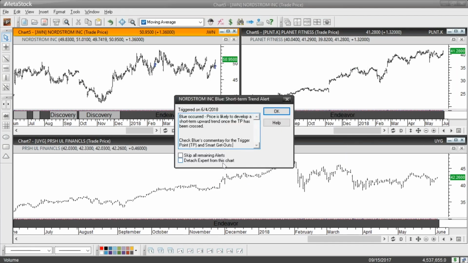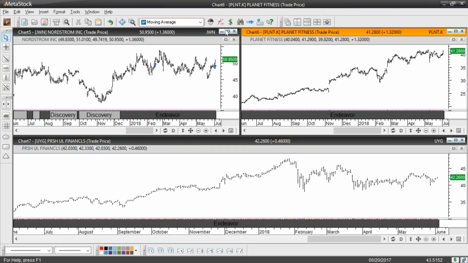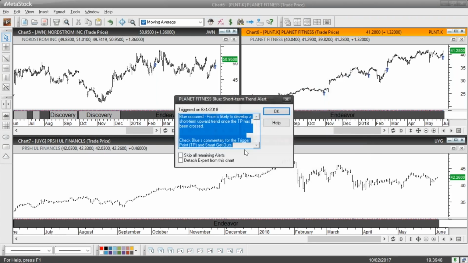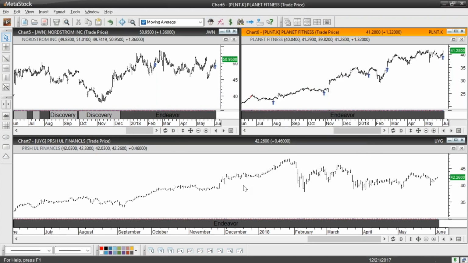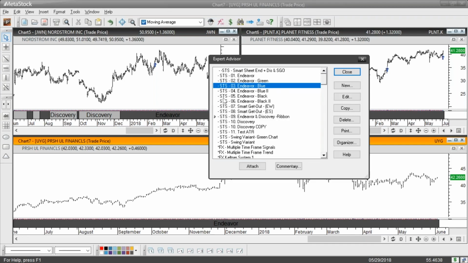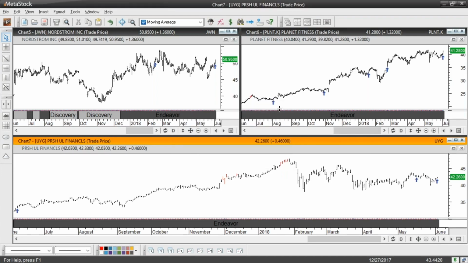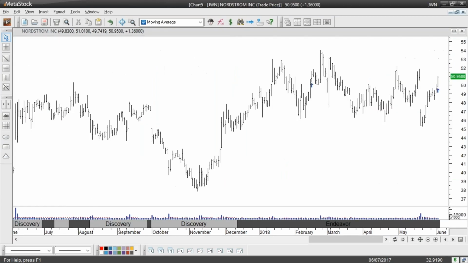And just like before on our green, we're going to get our alert. Blue occurred. Price is likely to develop a short-term upward trend once its TP, again that stands for trigger point, has been crossed. Perfect. Okay. I'm going to apply blue to all these, and I'm going to skip the alert because it's going to say the same thing. Skip. Apply it to UYG, blue, attach, close, skip. Okay, now we're set. Let's start with JWN, Nordstrom's.